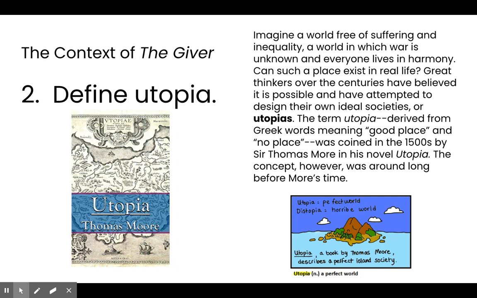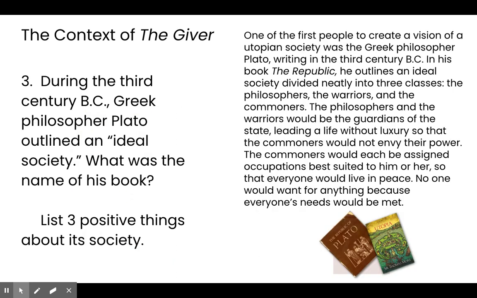So now you have your definition of utopia. Number 3, during the 3rd century BC, Greek philosopher Plato outlined an ideal society. What was the name of his book? And list 3 positive things about its society.